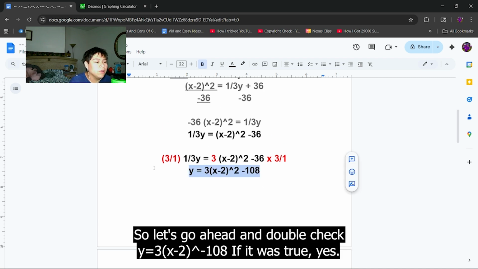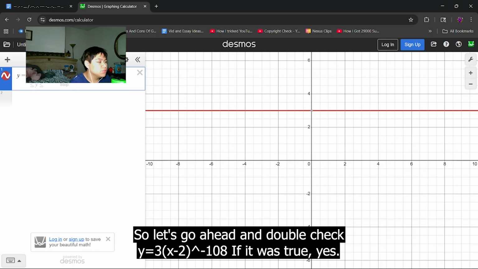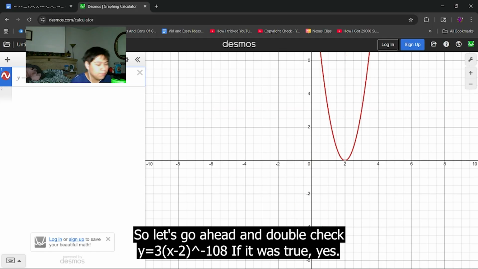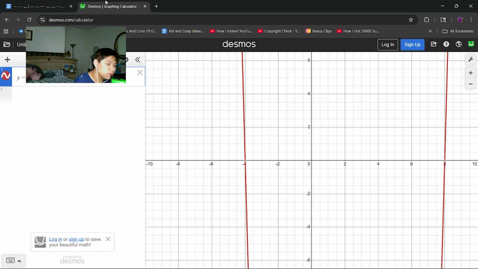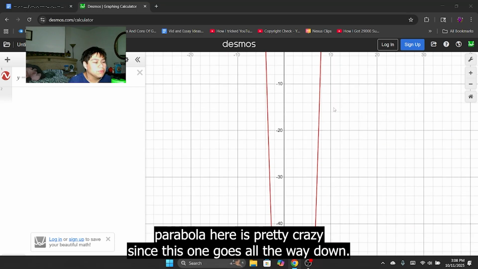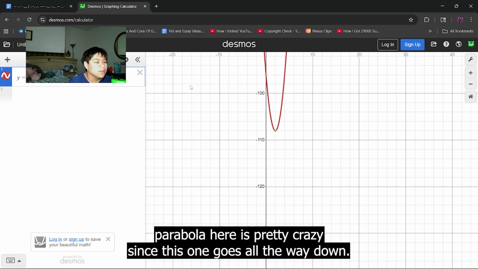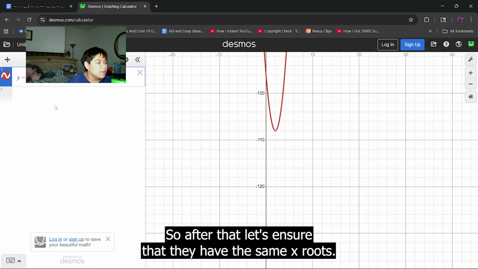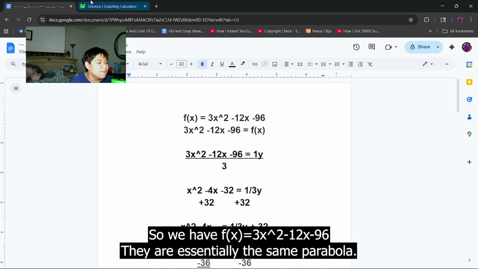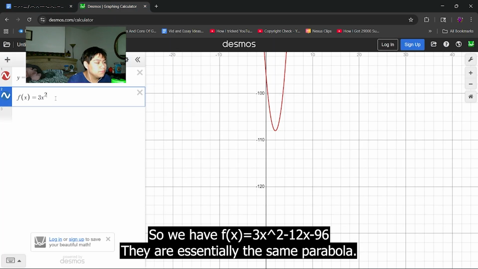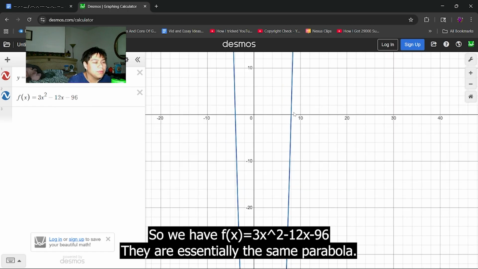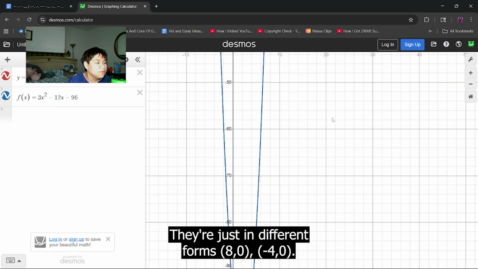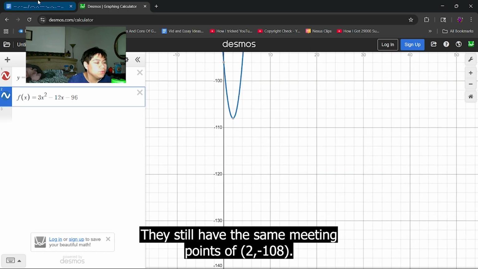So let's go ahead and double check. y equals 3 times x minus 2 squared minus 108, if I was true. Yes. So this parabola here is pretty crazy since this one goes all the way down. After that, let's ensure that they have the same x roots. So we have f of x equals 3x squared minus 12x minus 96. They are essentially the same parabola, just in different forms. 8, 0, negative 4, 0. They still have the same vertex point of 2, negative 108.